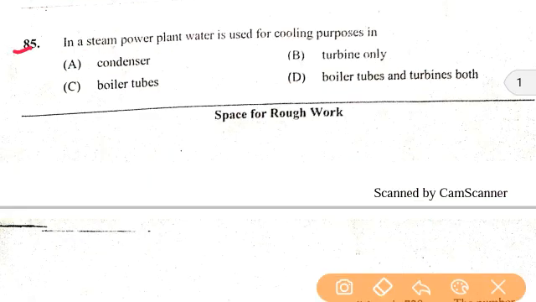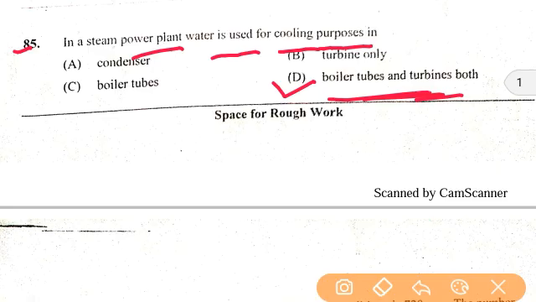In the next question, in a steam power plant, water is used for cooling purposes in both boiler tubes and turbine. That is option D, which will be the correct answer.